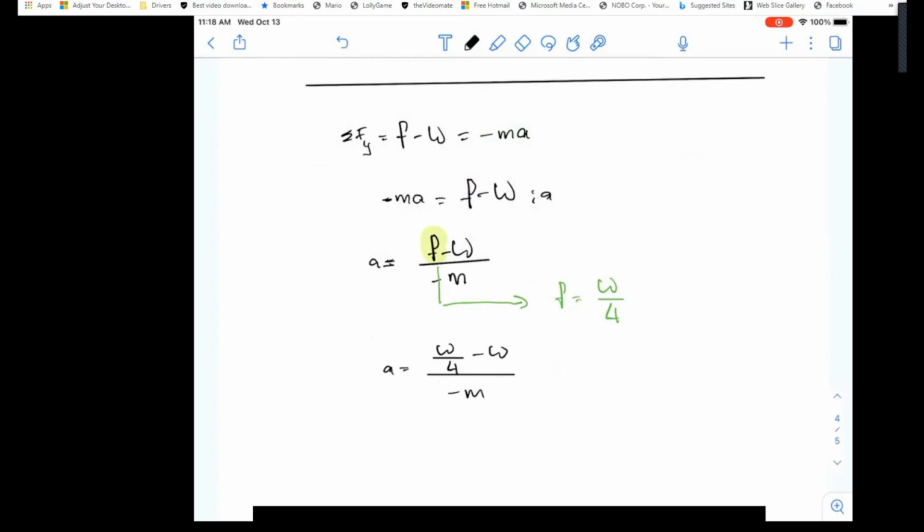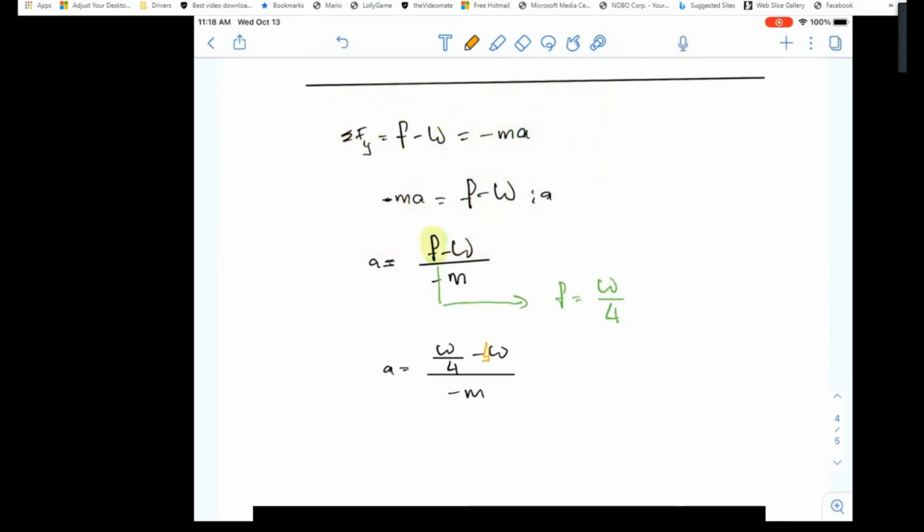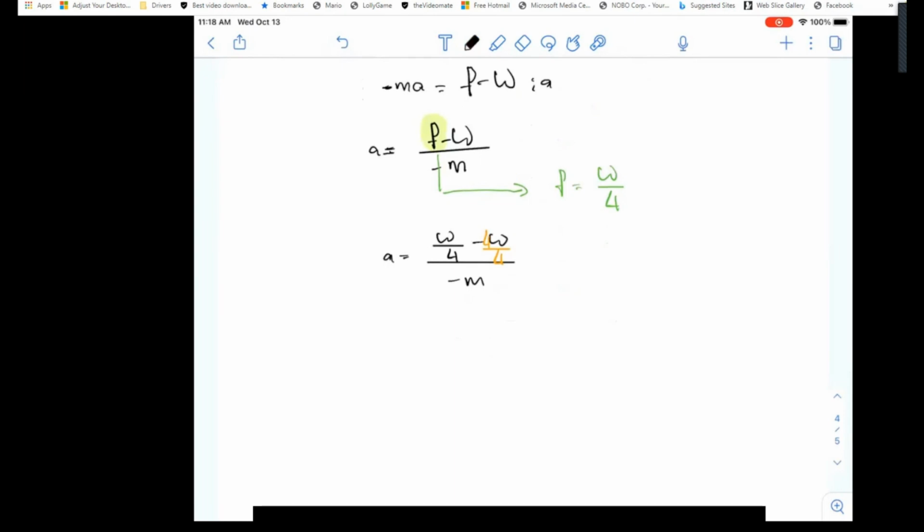I'm keeping the negative m here. They need a common denominator, right? So multiply this by 4, divide this by 4, and it's going to give us -3 times W divided by 4m. I made a slight change: negative divided by negative is positive. So we got 3 times W divided by 4m.